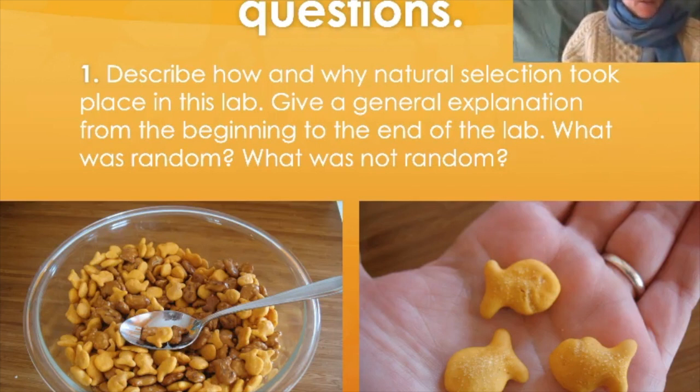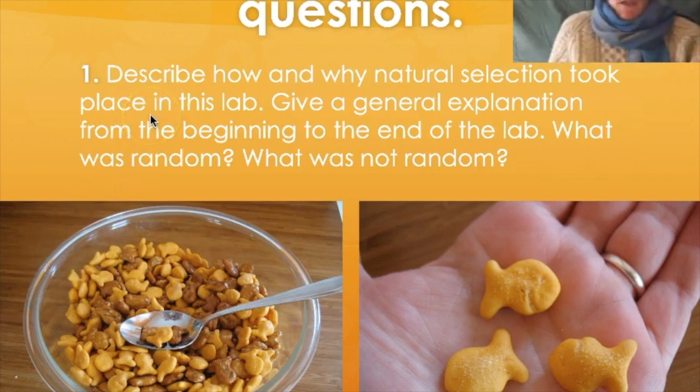Okay, now that we've gathered our data about our population of goldfish that were eaten by hungry sharks, let's talk about some of the questions on the lab. First of all, let's think about how natural selection and why natural selection took place in this lab. So, what was random and what was not random?